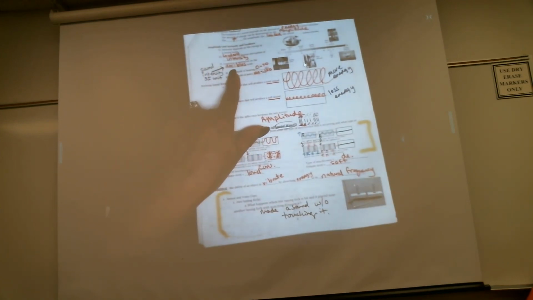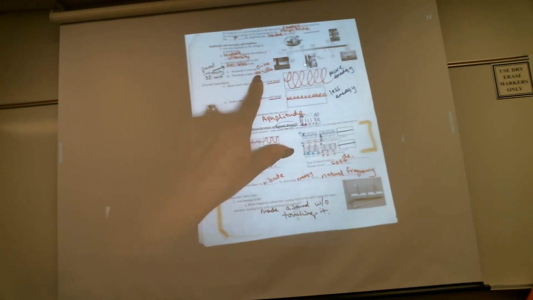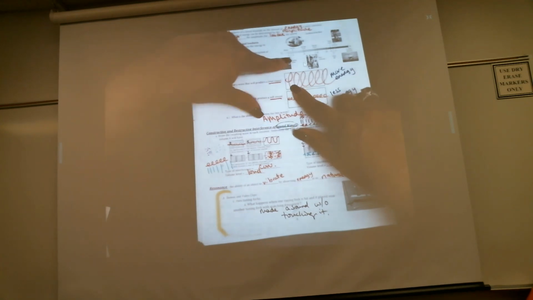Sound intensity. Decibels is the correct SI unit for how loud something is. You can get to a point where the loudness is so loud, look at this amplitude, it's so big that it physically hurts your ears. You can hurt somebody's ears. Now at the bottom of the last part, let's go to resonance.